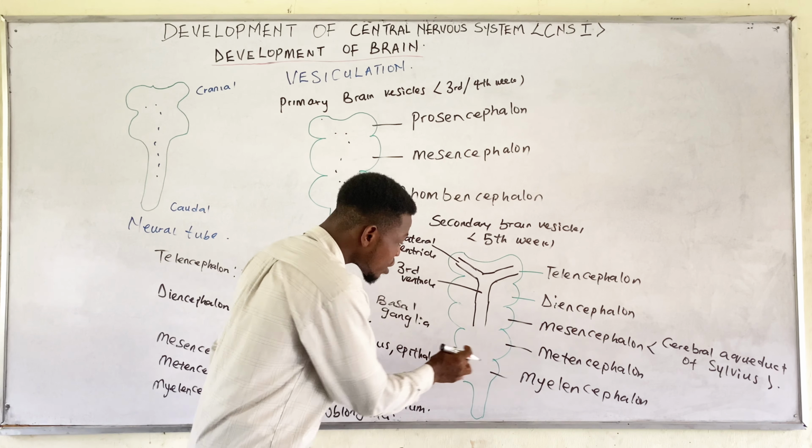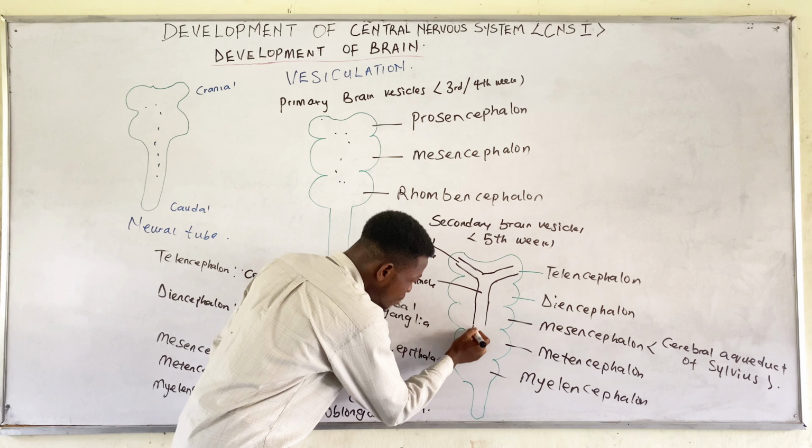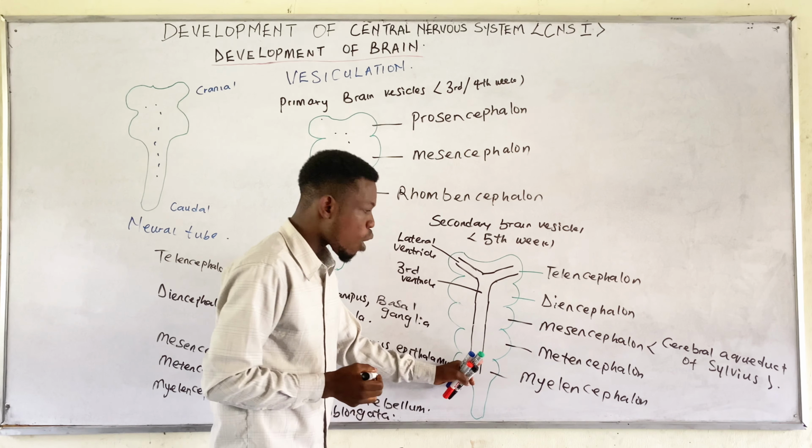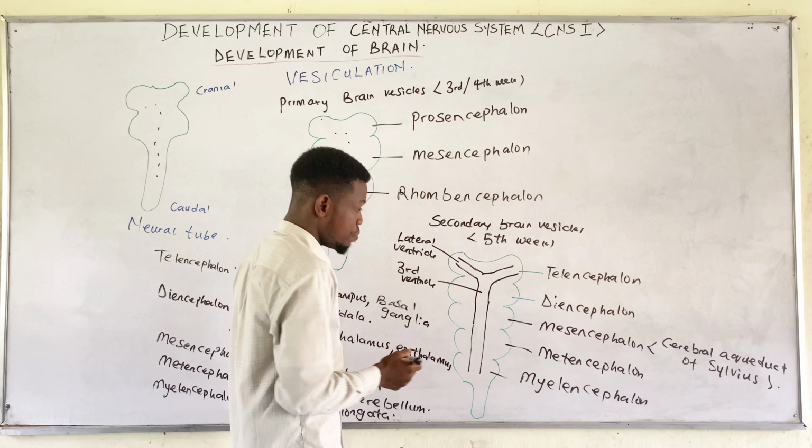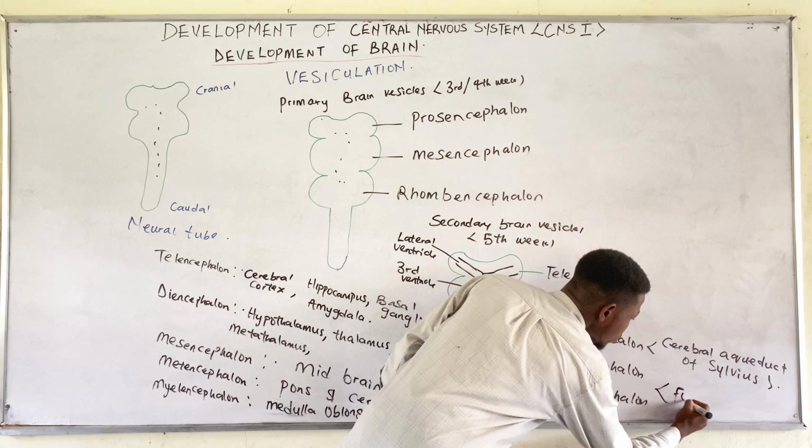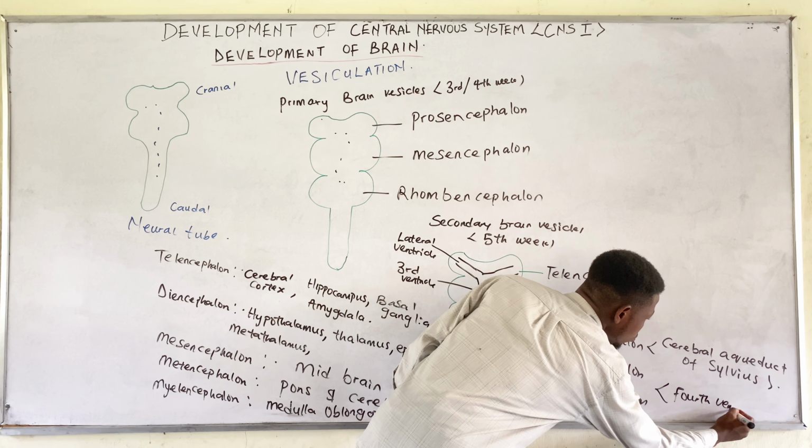Then the metencephalon and the myelencephalon, their cavity will become what we call the fourth ventricle.